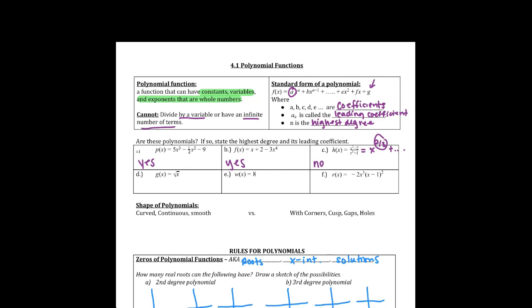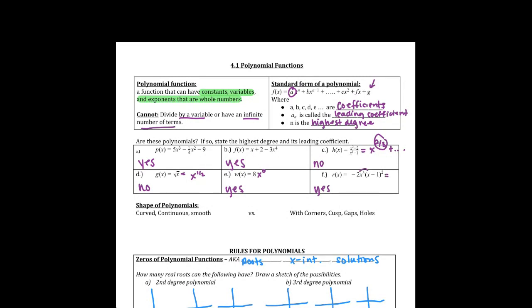How can we rewrite this one? This is x to the 1/2 power. So fractional exponents are not okay in polynomial functions. Okay, E is yes. Technically, this is x to the 0 power, or 8x to the 0 power. The third one is a yes. It's just written in factored form.